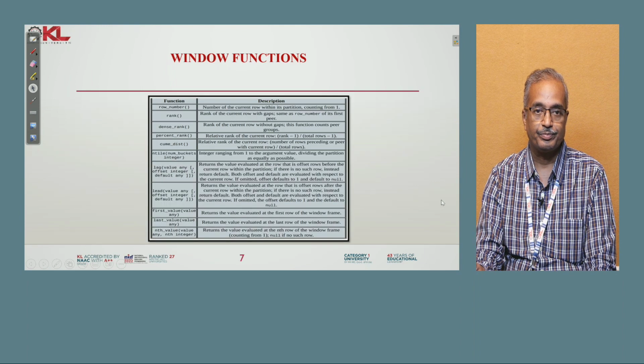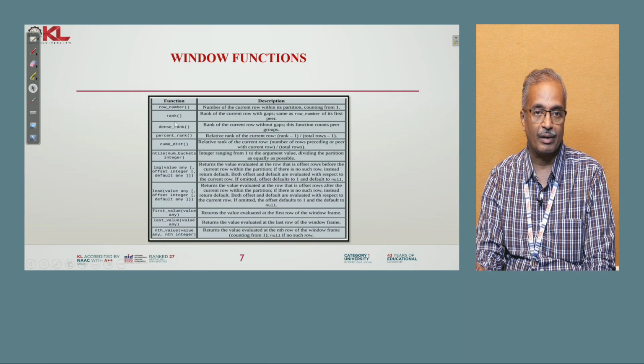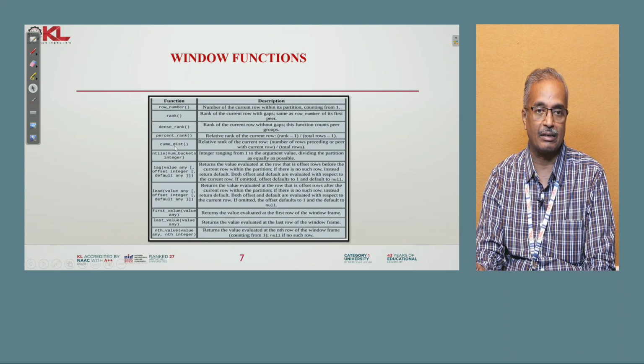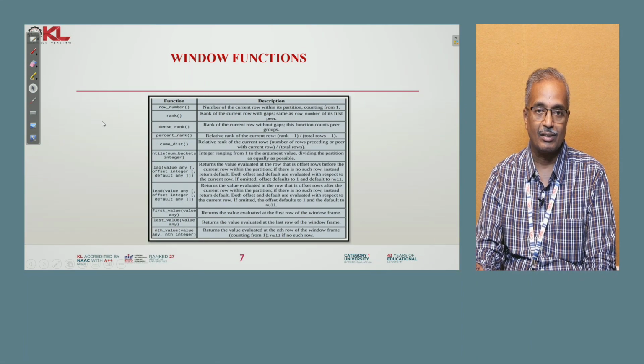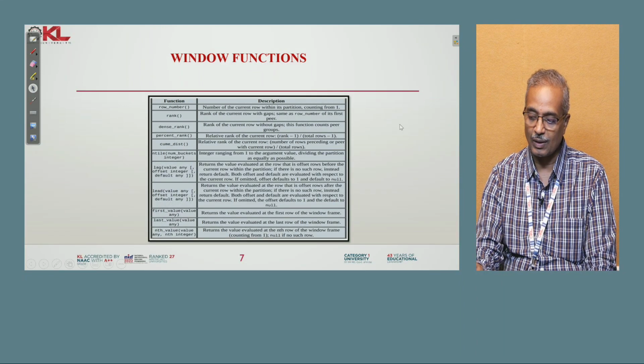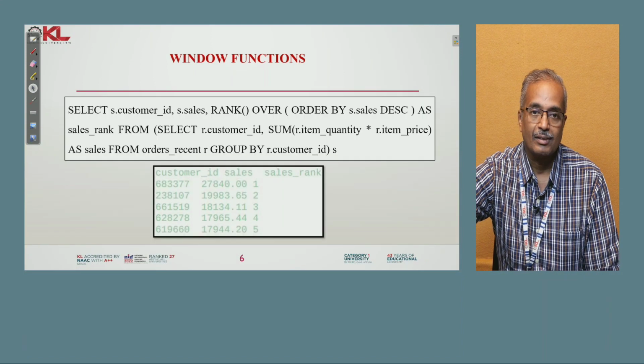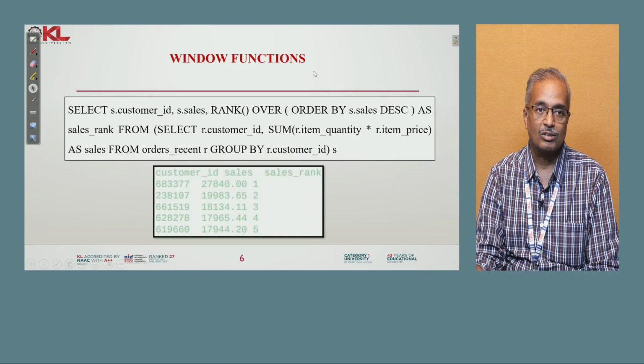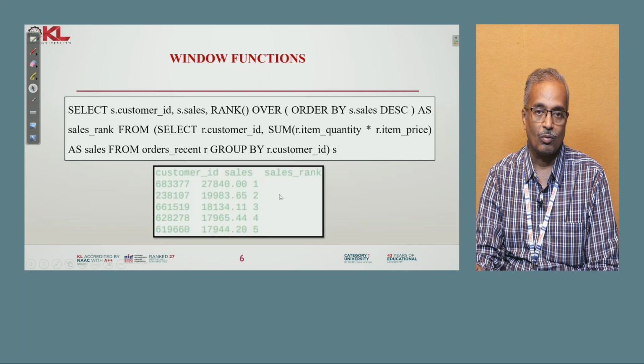The next one, what are the different window functions? These are the window functions: row number, rank, which we have just seen, dense rank, percent rank, and finally nth value of value any, comma nth integer. Like this we have a number of functions. As usual, we worked on this in the previous session.